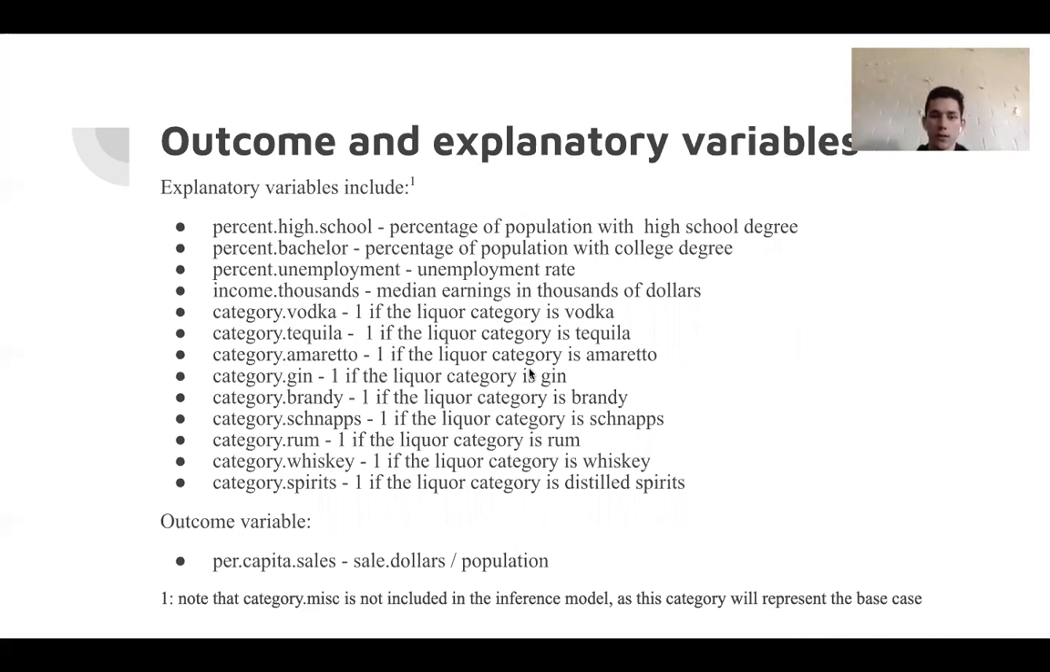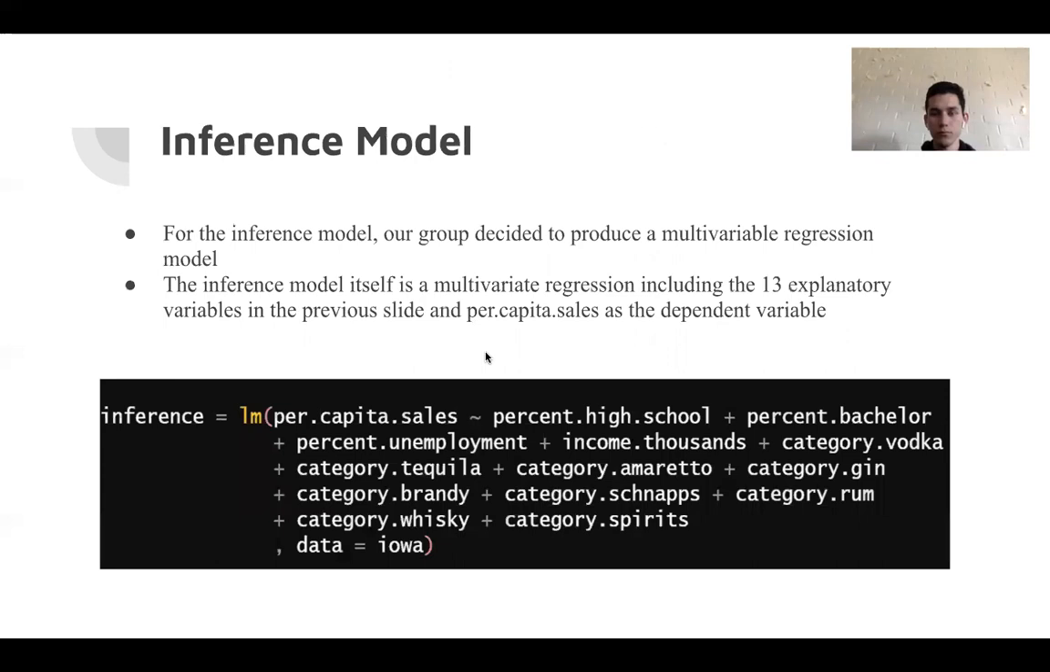We also included median income in thousands of dollars and 10 different liquor categories as dummy variables, including vodka, tequila, amaretto, gin, brandy, schnapps, rum, whiskey, and spirits. We also account for miscellaneous liquor types, which is the base case and thus not included as an additional dummy variable. So we use these variables to predict and assess their impact on per capita sales in dollars, which is total sale dollars divided by the population.